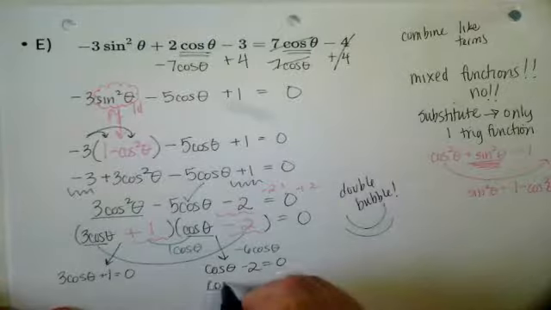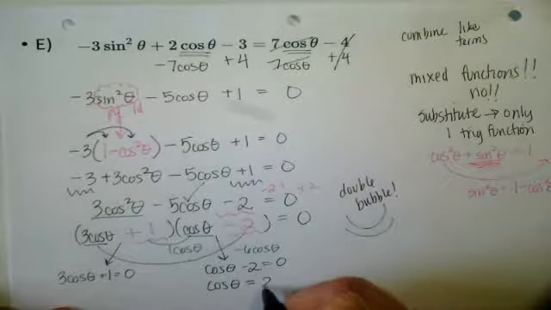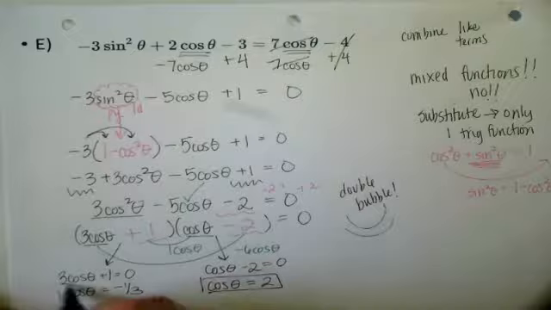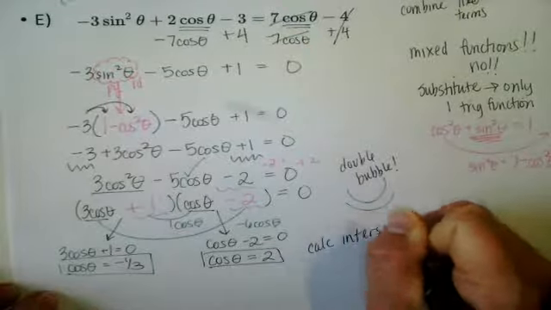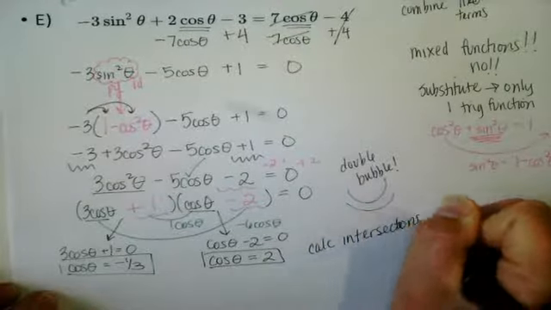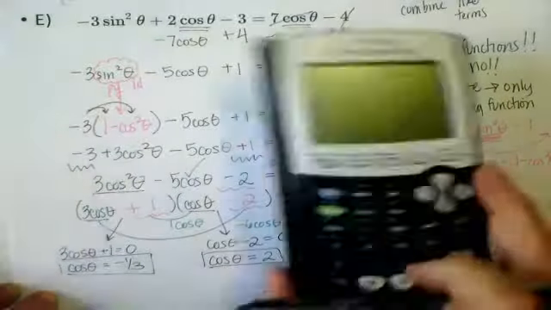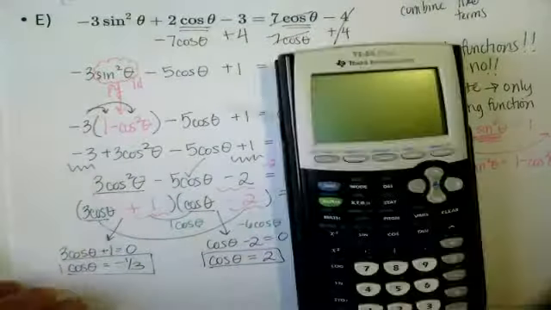So I'm going to isolate my trig function. Where does cosine of an angle equal 2? And here we have where does cosine of an angle equal -1/3? Both things that I can plug into my calculator. So we're going to calculate the intersections. Again, we're still in degrees from 0 to 360.